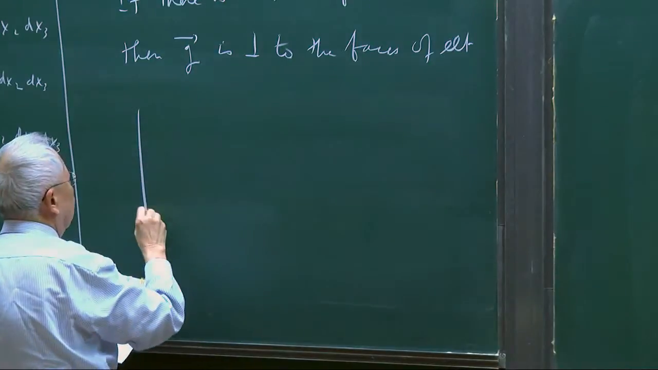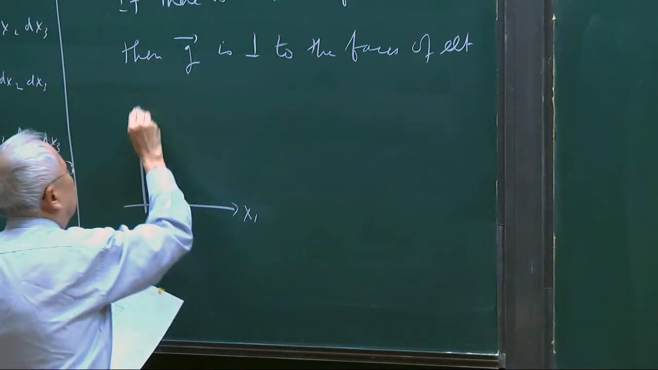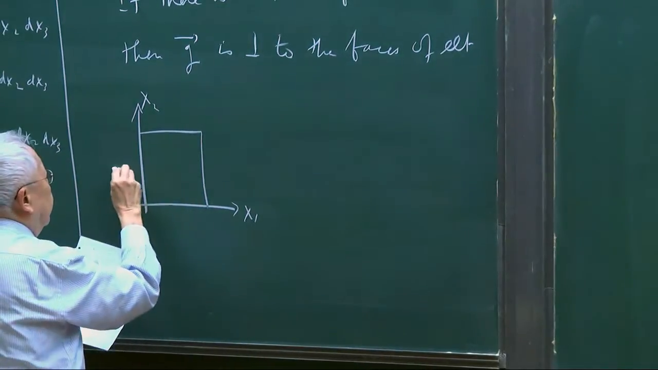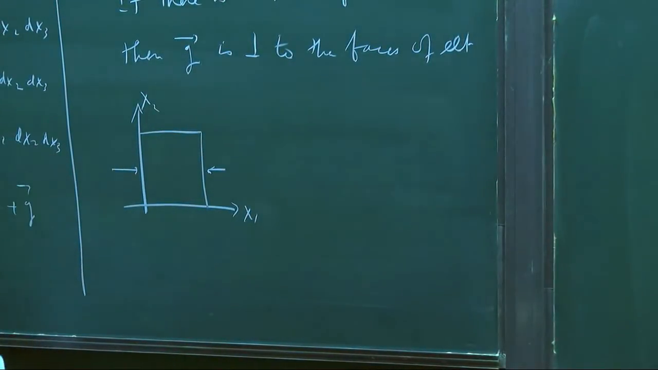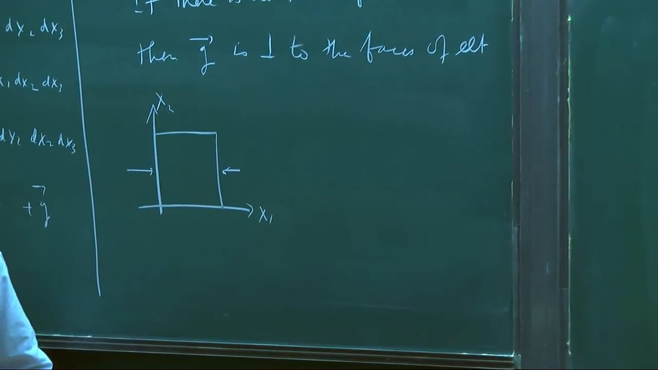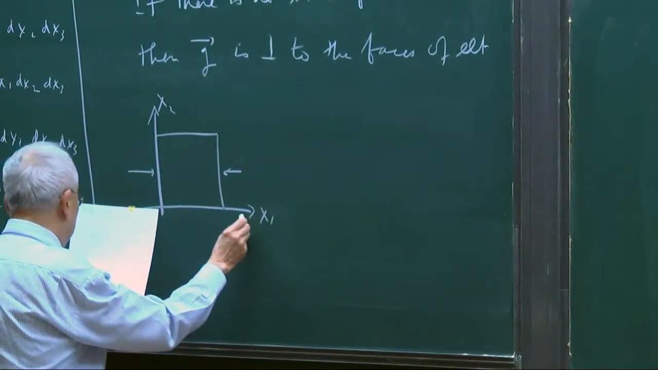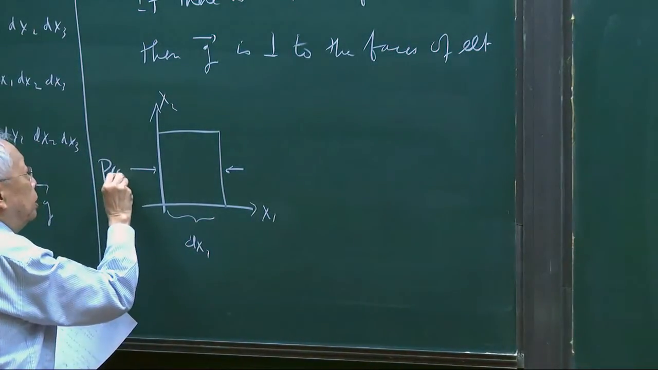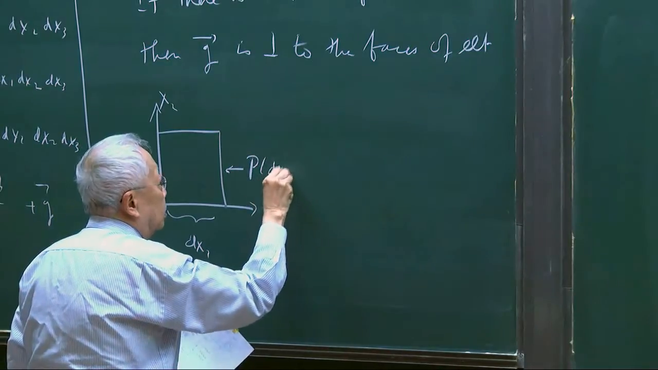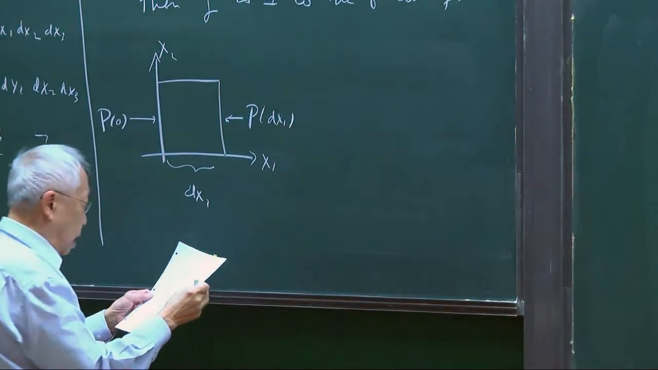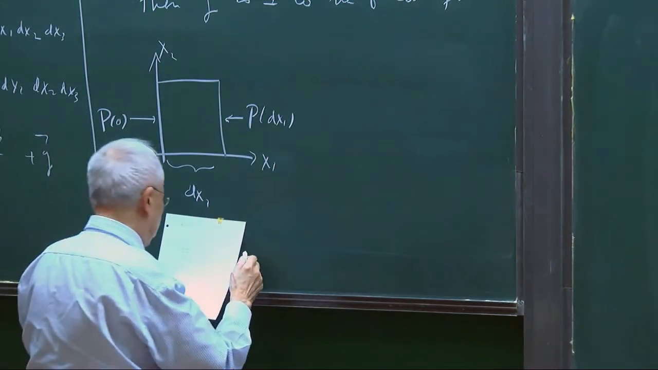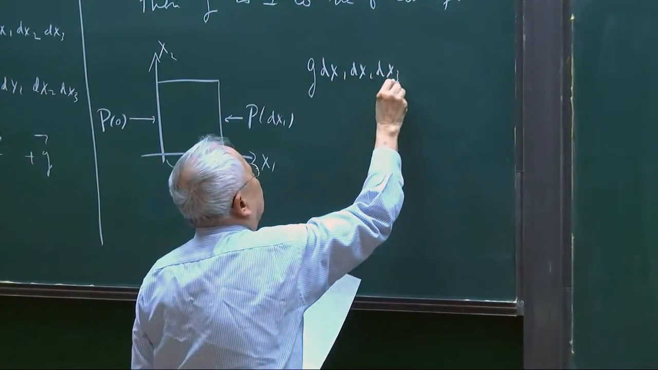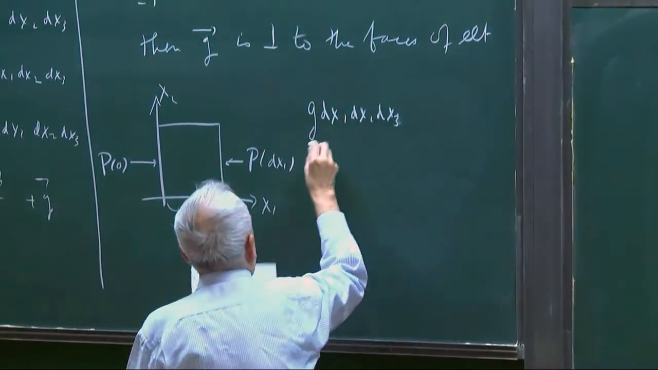For example, for clarity, I just illustrate with the projection to the x1, x2 plane of this element. And then the forces are perpendicular to these two faces. And the force per unit area is the pressure. So if this is x1, this distance is dx1. So the force here per unit area is P at 0, and this is P at dx1. And therefore the net force, G of dx1, dx2, dx3, this is the net force acting on this volume element in the one direction.